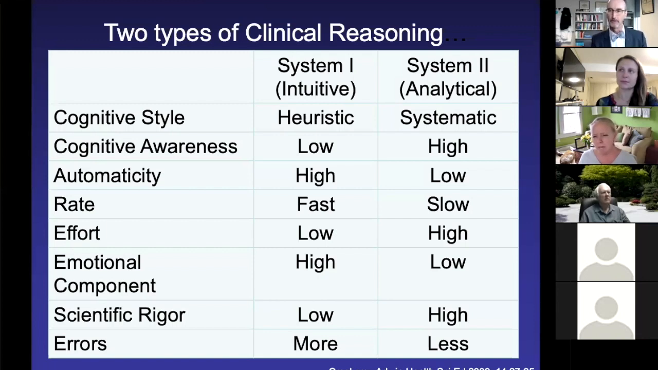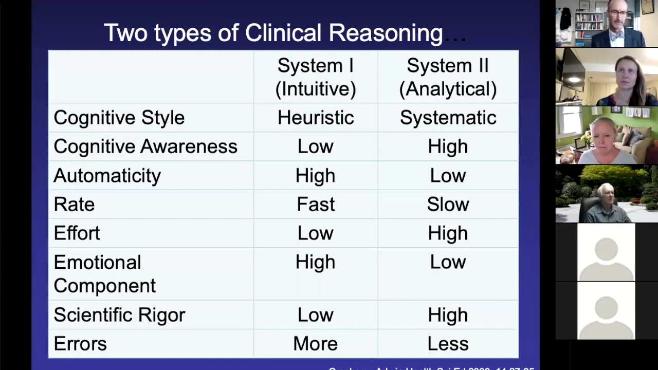If I was doing System 2 analytical thinking on that case, I may not jump to the diagnosis so quickly, but I might ask him more questions about how the pain feels and whether there are other symptoms associated with it. I would do an exam, get an EKG and some blood tests, and go through a more stepwise process of analyzing data to come up with a diagnosis.